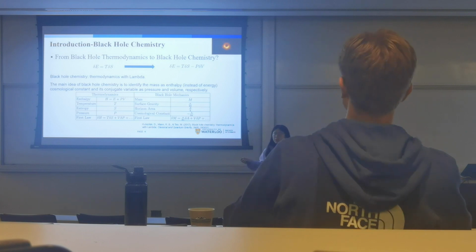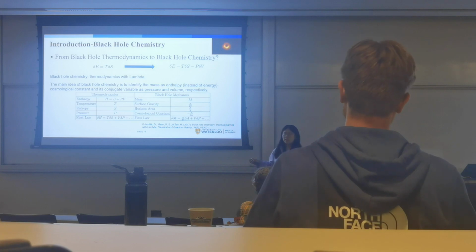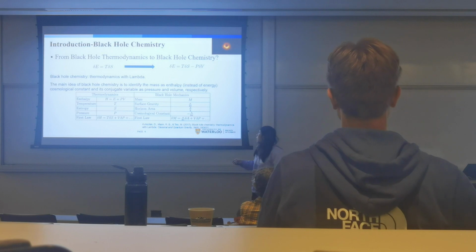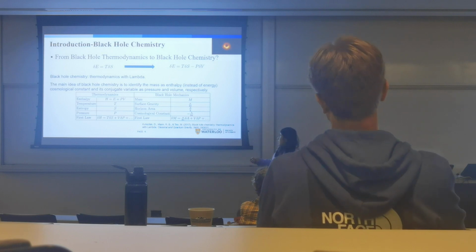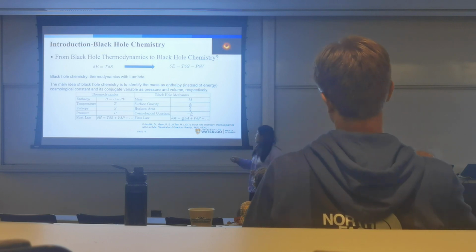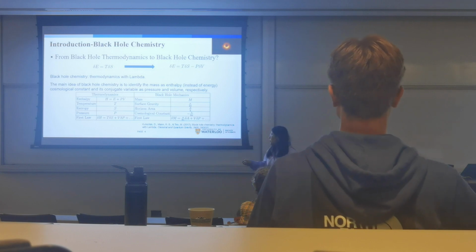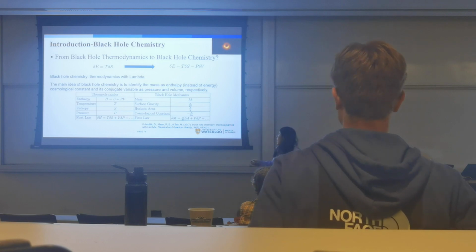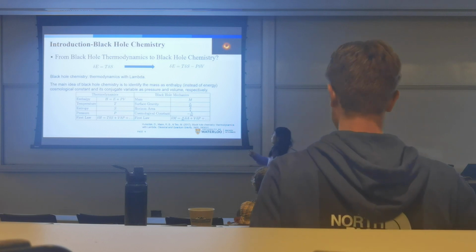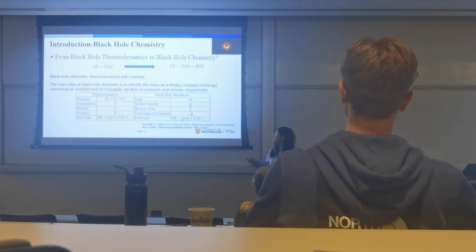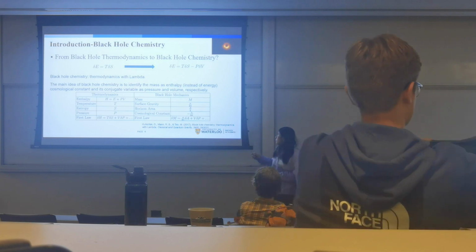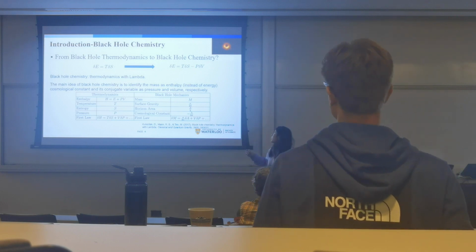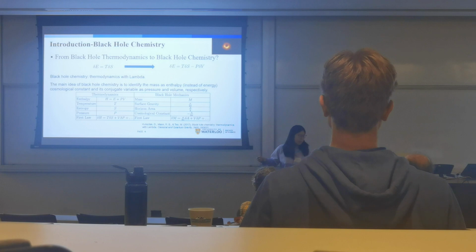And black hole chemistry is indeed black hole thermodynamics with the cosmological constant lambda. So the main idea of black hole chemistry is that we identify the mass as enthalpy instead of energy, and we also identify the cosmological constant as pressure, and the conjugate variable of the pressure is called the thermodynamic volume. And this is the generalized first law of black hole chemistry. So the variation of the mass, which is the enthalpy, equals temperature times the variation of the entropy plus the thermodynamic volume times the variation of the pressure.